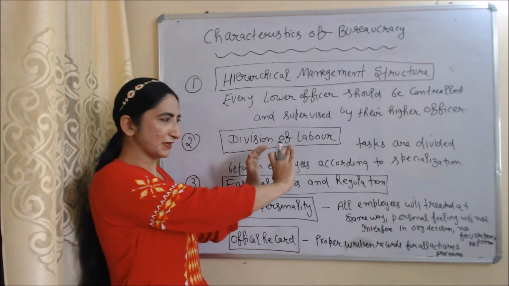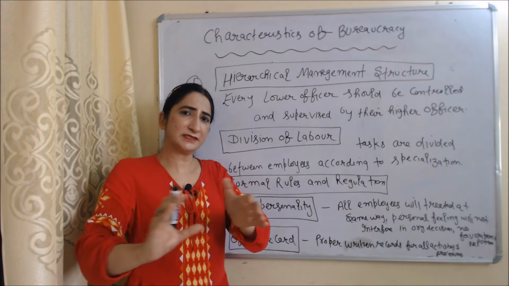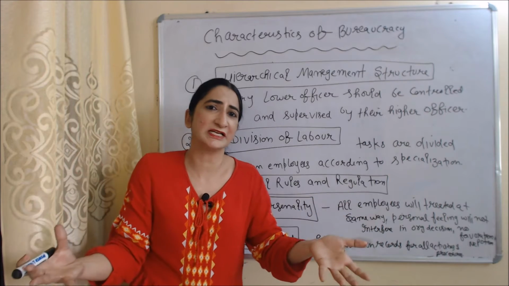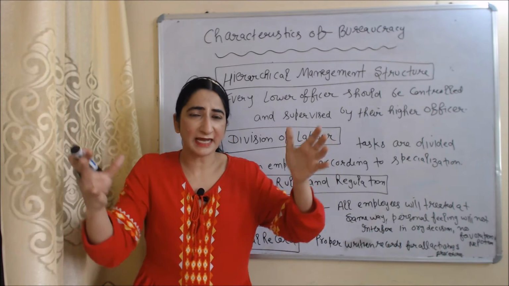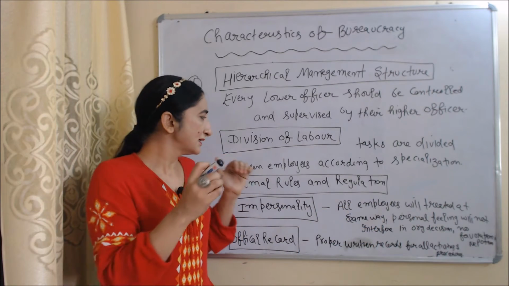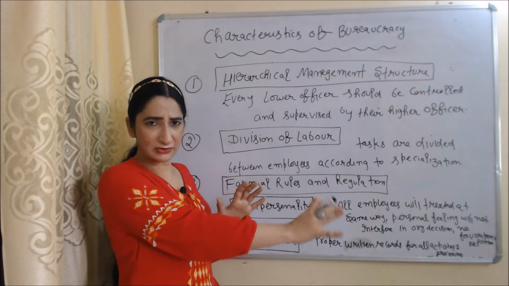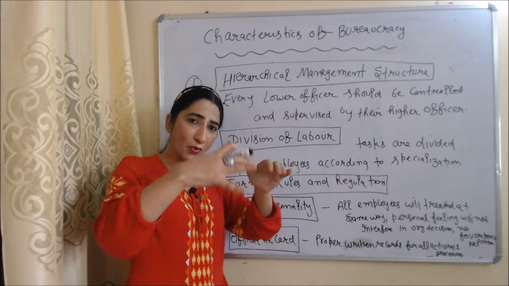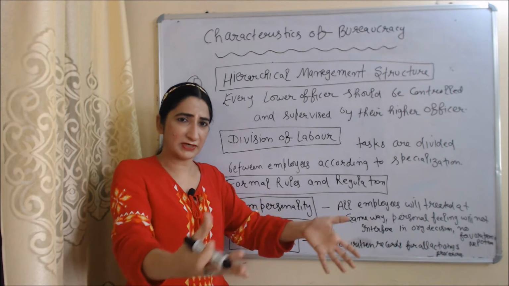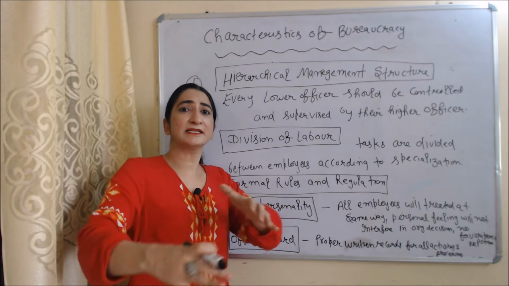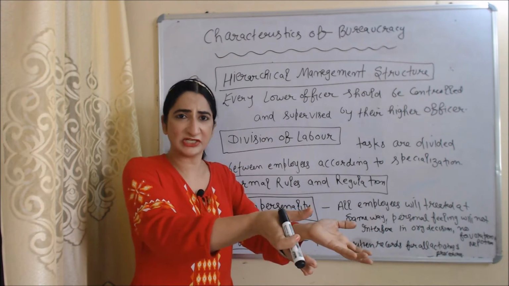Next is division of labor. Division of labor means the tasks are divided between employees according to their specialization. Or we can say that tasks are divided between employees according to their skills. Next is formal rules and regulation. There are some rules and regulation, and employees have to work according to these rules and regulation. They cannot break these rule and regulation, or we can say that they cannot give their own ideas or suggestions.